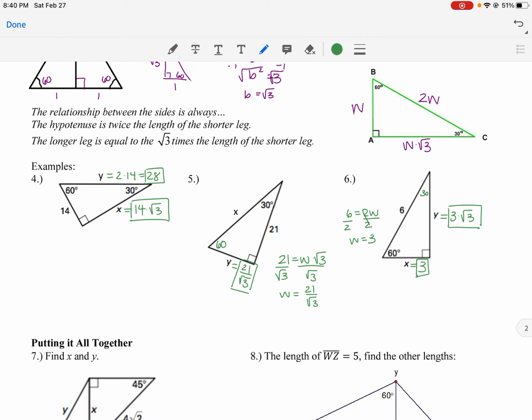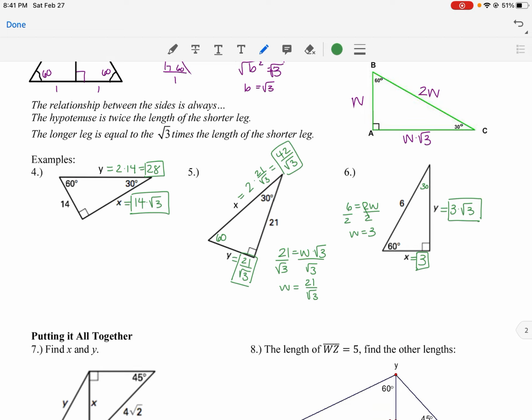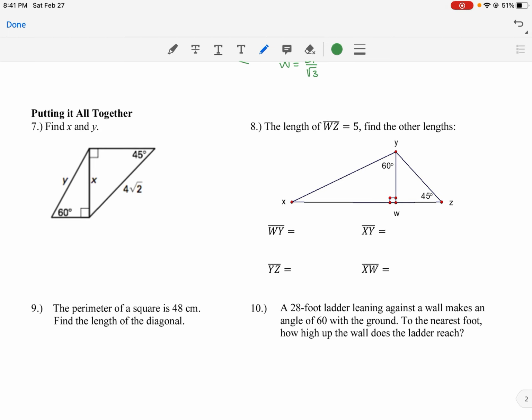And then x should equal twice that amount. So 2 times 21 divided by the square root of 3. You can do that in your calculator if you want, but the square root of 3 is not going to come out super nicely, so basically just 2 times 21. So you get 42 square roots of 3. Okay, we got a few more. We're just kind of putting it all together.